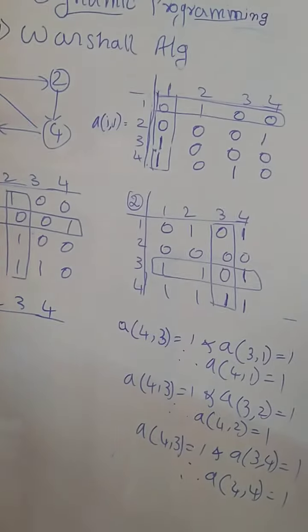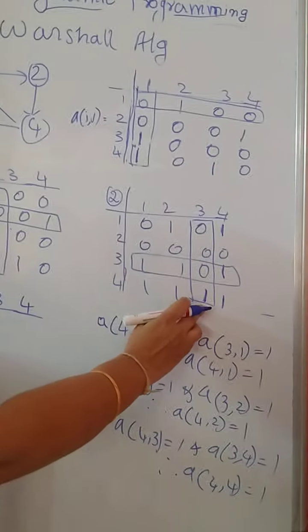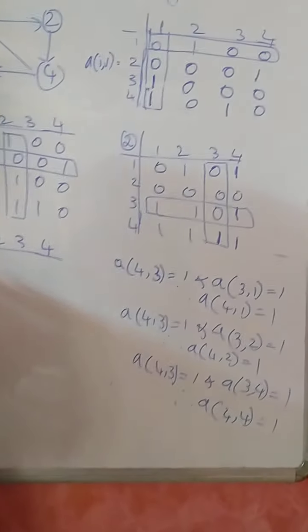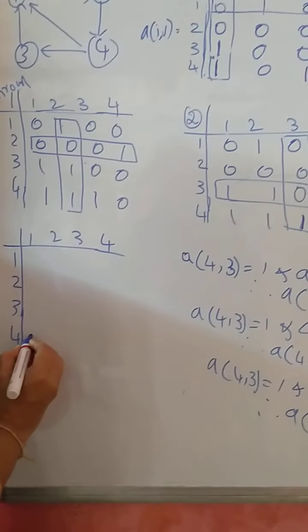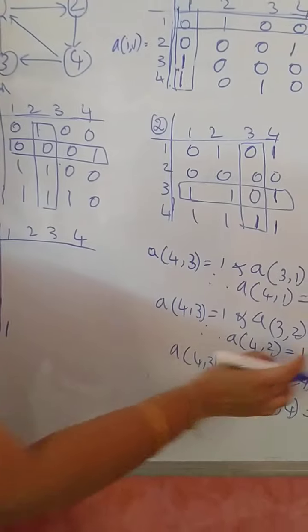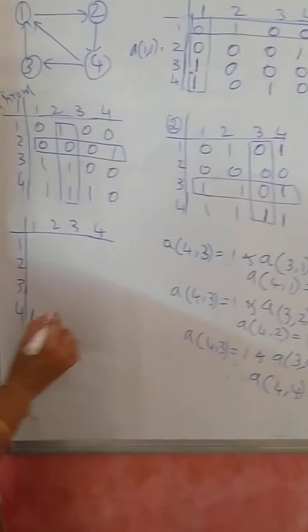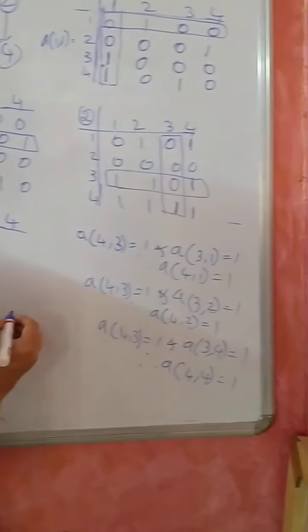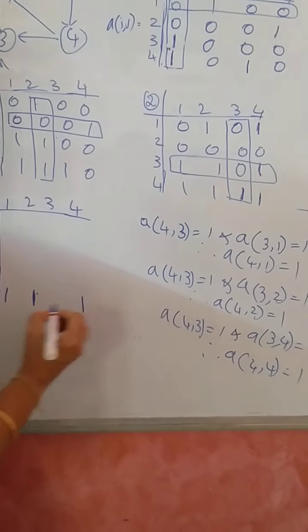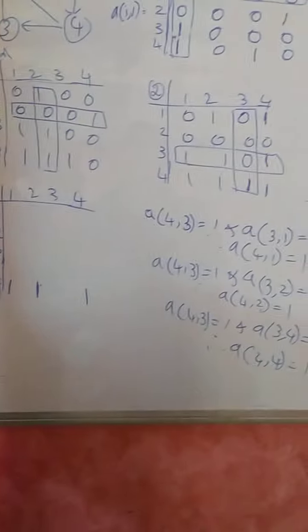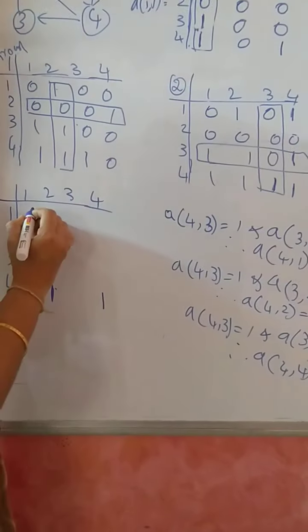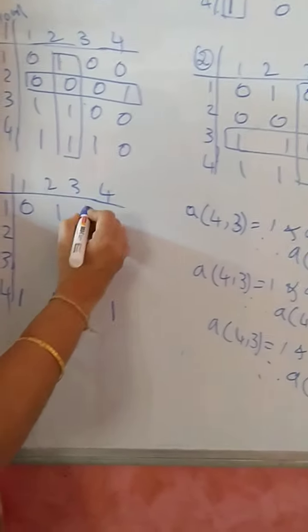Now what changes have you made? No more ones are there, so you can stop here. Whatever changes you have done: 4 to 1 is 1, then 4 to 2 is equal to 1, and 4 to 4 is equal to 1. I think we have already written all of it. Write the rest as it is.